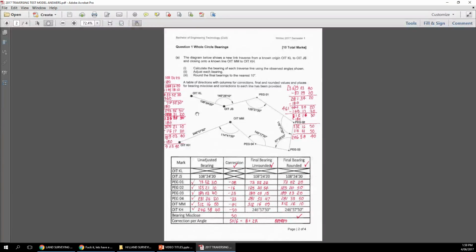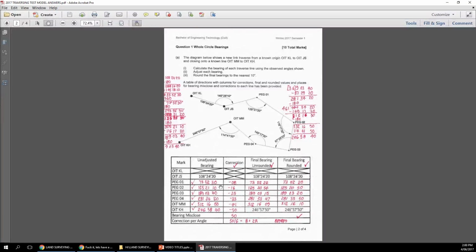Now, just note that it's negative. A big mistake that people made was they worked out it was negative and then just added the adjustment. I don't know why. So you've got to just be careful and slow and methodical. Think about what you're doing, because that just stuffed up everything from there on for them, and created big problems. All right. So the bearing misclose is 50 seconds.